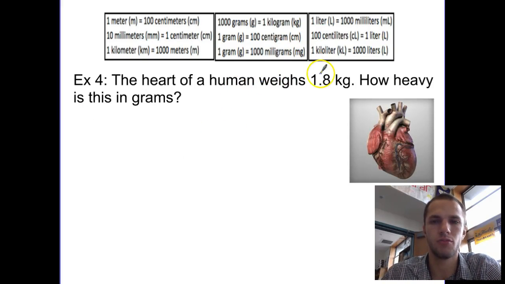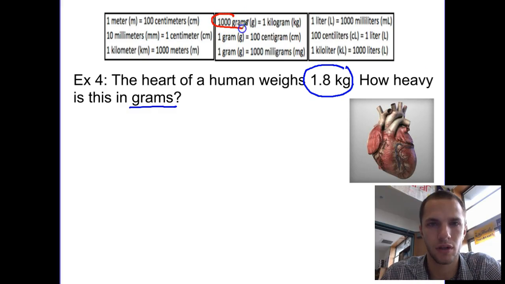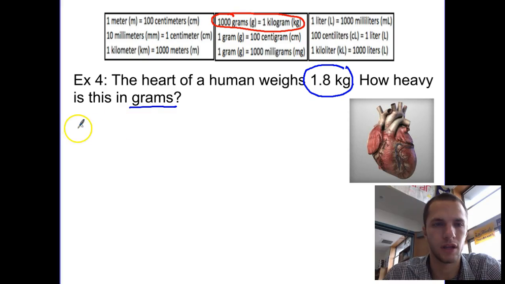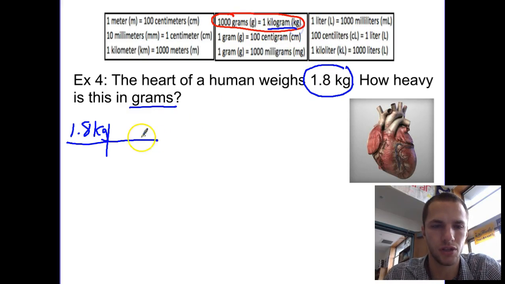The heart of a human weighs 1.8 kilograms, kg, given. How heavy is this in grams? Unknown. So I need the relationship between kilograms and grams. There it is. Okay, let's start with my given, 1.8 kilograms. So in the bottom of the next step, I need kilograms. Okay, here's the relationship. 1 kilogram is the same thing as 1,000 grams.